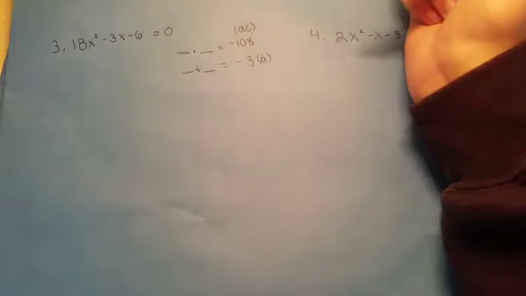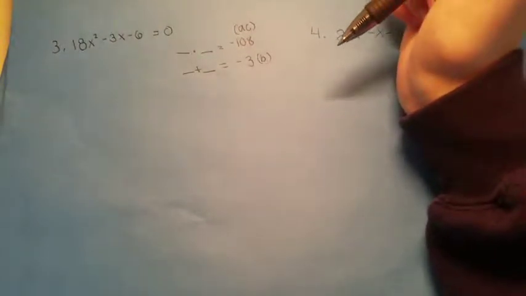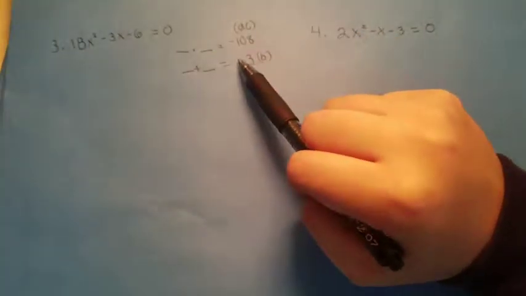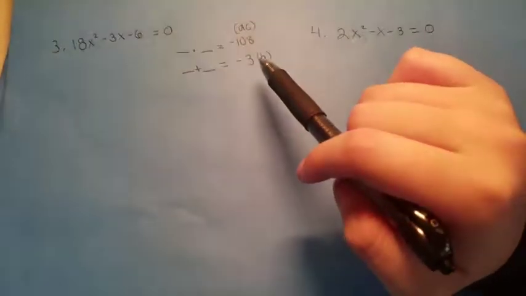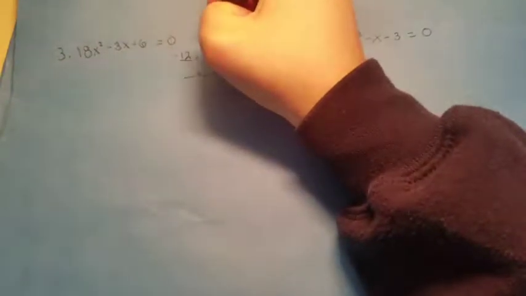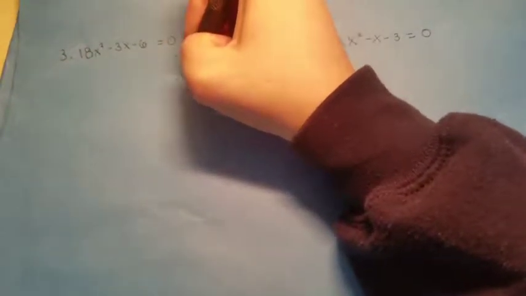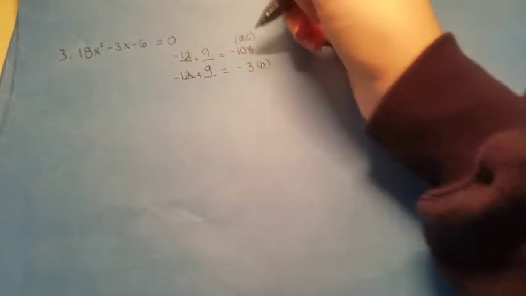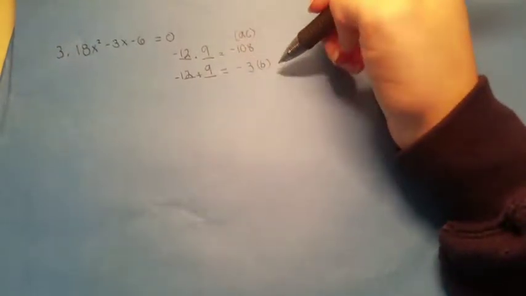So this would be negative 3. And we need to find something that multiplies to be negative 108, but adds up to be negative 3. If you'd like to do this, then pause the video and do it by yourself. Let's go on ahead. So what I got was negative 12 times 9, and negative 12 plus 9 equals negative 3 and multiplies to be negative 108.